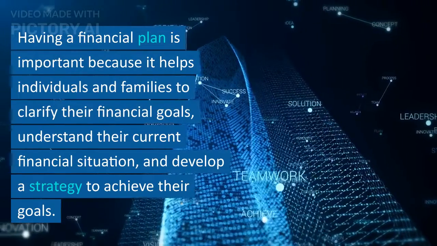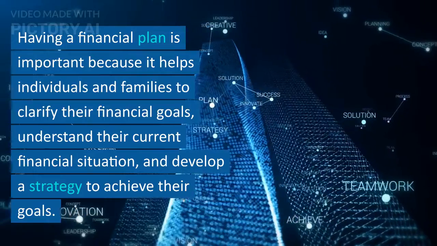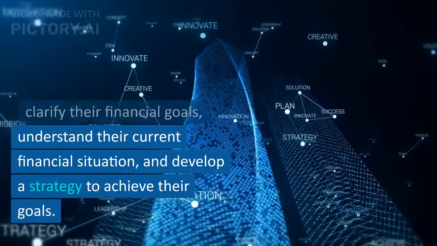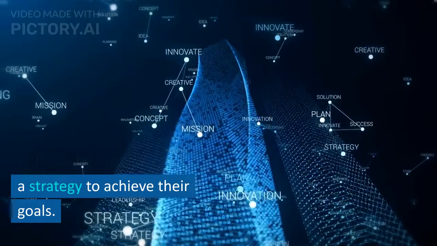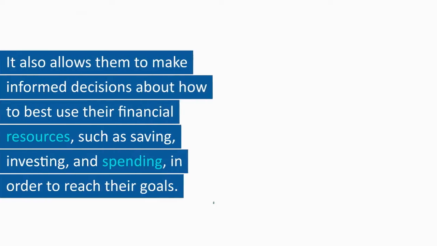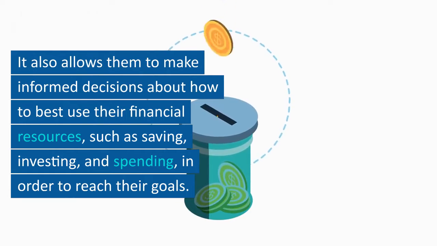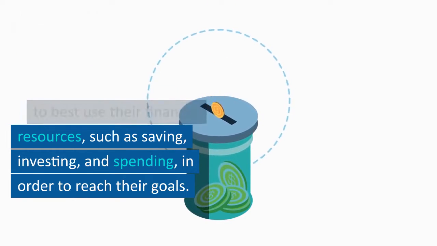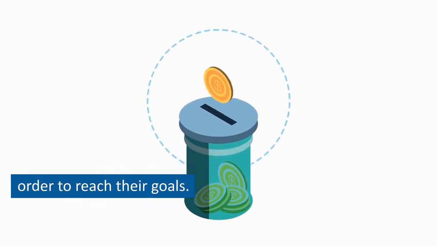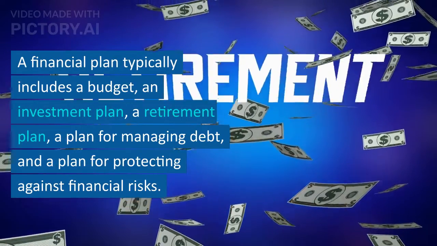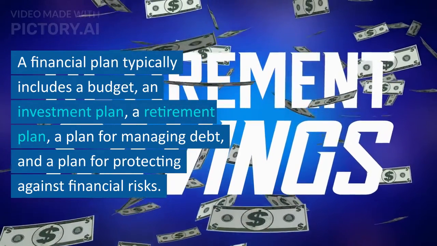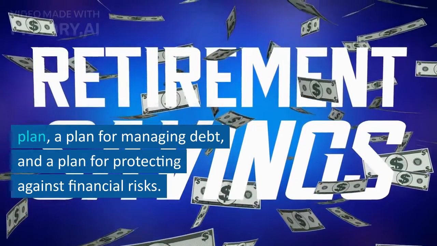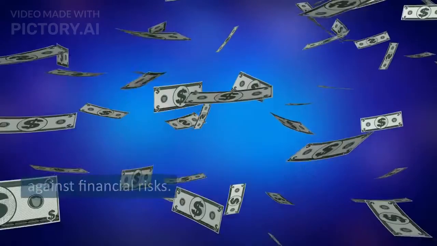Having a financial plan is important because it helps individuals and families to clarify their financial goals, understand their current financial situation, and develop a strategy to achieve their goals. It also allows them to make informed decisions about how to best use their financial resources, such as saving, investing, and spending, in order to reach their goals. A financial plan typically includes a budget, an investment plan, a retirement plan, a plan for managing debt, and a plan for protecting against financial risks.